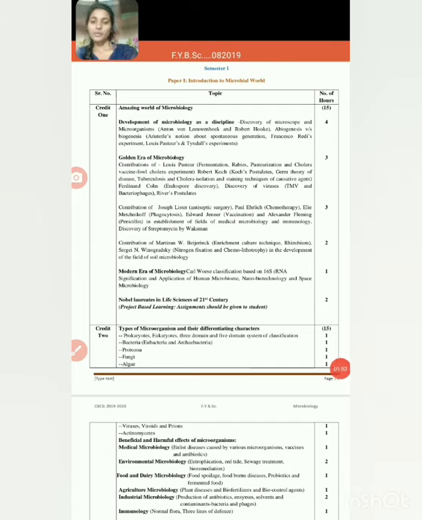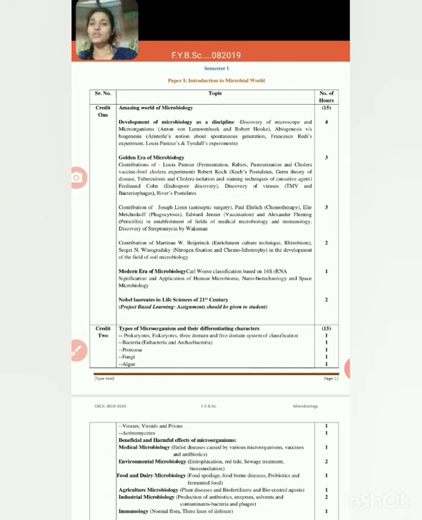The first important topic in this chapter is development of microbiology as a discipline, which tells us how microorganisms were found for the first time. For the study of microorganisms, the very important equipment required was the microscope, and this microscope was discovered by Anton von Leeuwenhoek and Robert Hooke in about the 17th century for the first time.